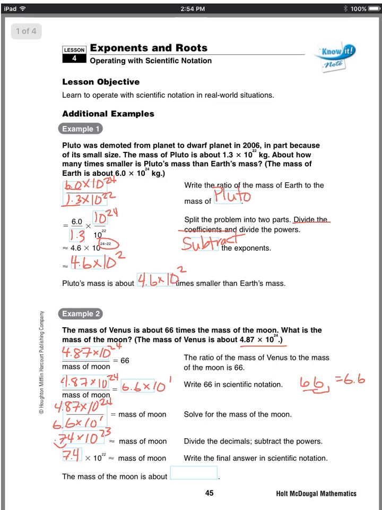And because we moved it to the right one place, that would be 7.4 times 10 to the negative 1. Because that number was less than 1, our exponent's negative. So we bring down our 7.4, and because it's a negative 1, we subtract 1 from the 23 and get 22. So the mass of the moon is about 7.4 times 10 to the 22nd.